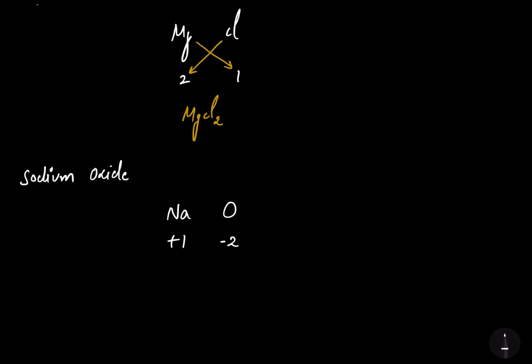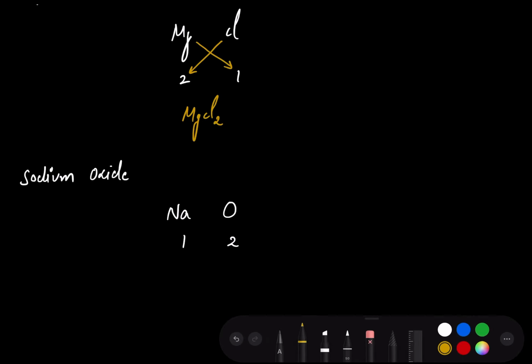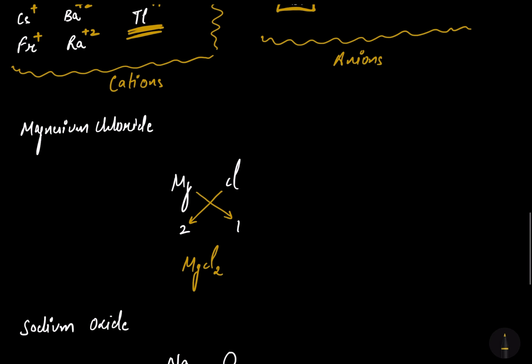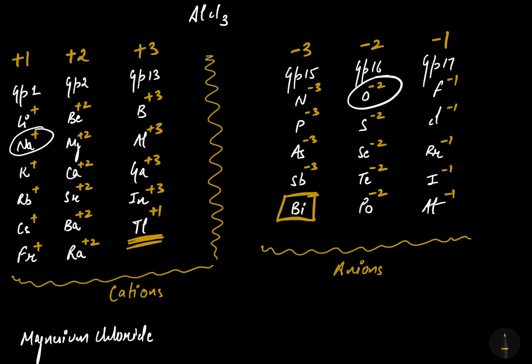Now just ignore the signs and take the magnitude. It has become valences. Now cross multiply it. Oxygen with 1 and sodium with 2. So it comes out to be Na2 and the oxygen 1. So we got the formula unit for the sodium oxide to be Na2O. Most of the ionic compounds are always found between the cations of group number 1, 2 and 13 and the anions of group number 15, 16 and 17. Now let's take another example.